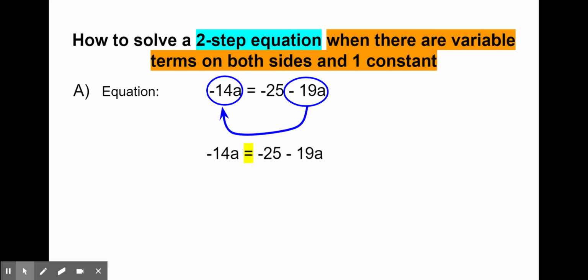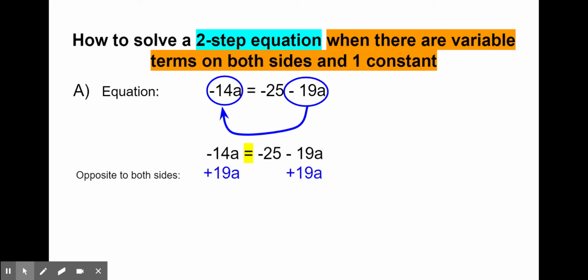I want you to think of the equal sign as almost like a door to a house. On the left side, we have inside the house, negative 14a. On the right side, we have negative 25 minus 19a. Let's think of that as outside of the house. In order for us to move the negative 19a over to the left side inside the house, we need to do the opposite to both sides of our equation. We need to add 19a.